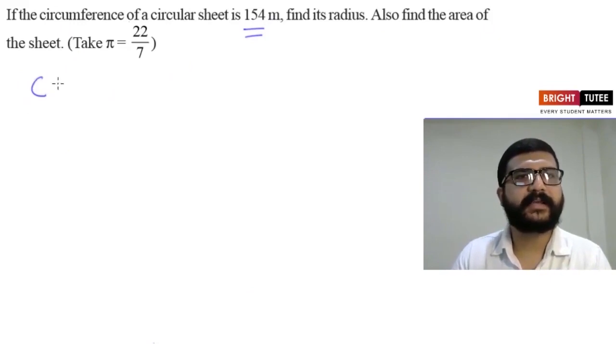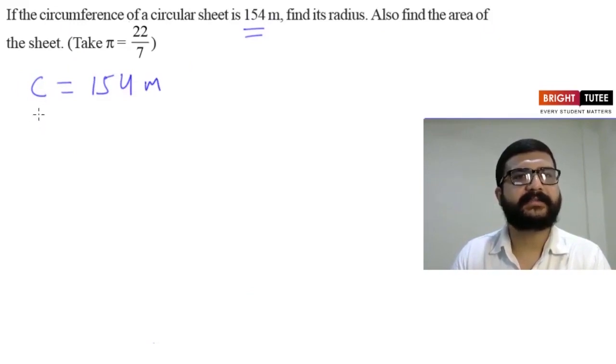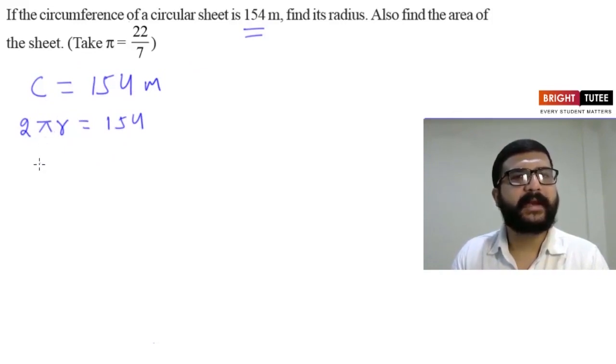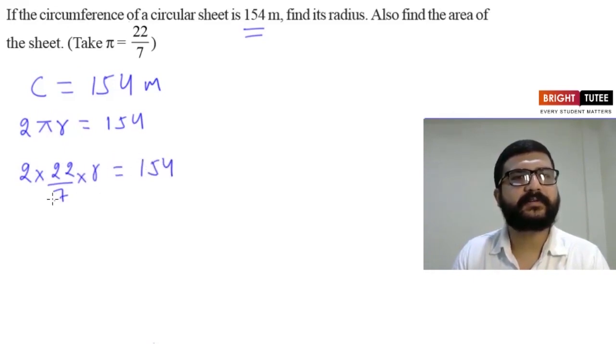154 meters. So we have C is equal to 154 meters, where C is circumference, and we know how to find circumference. It is 2 pi r. So it means we have 2 pi r is equal to 154. Now here let us put the value of pi. So it will be 2 into 22 upon 7 into r is equal to 154.